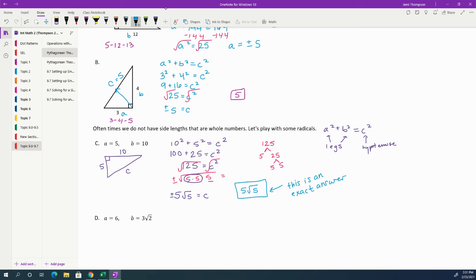If an assignment or a quiz ever asks you for an exact answer, they want it in radical form, as opposed to taking this and plugging it into a calculator and getting a rounded decimal. So 5 square root 5.